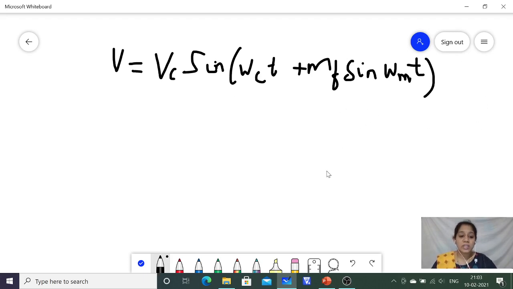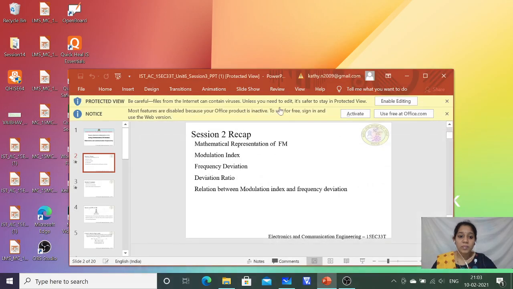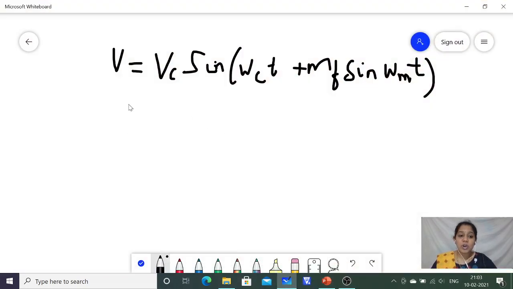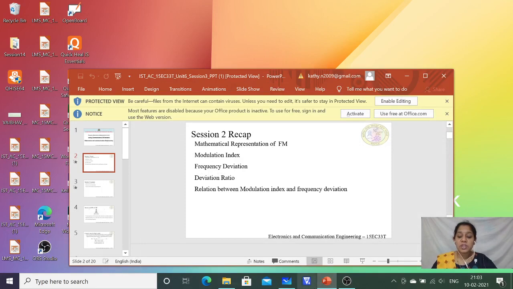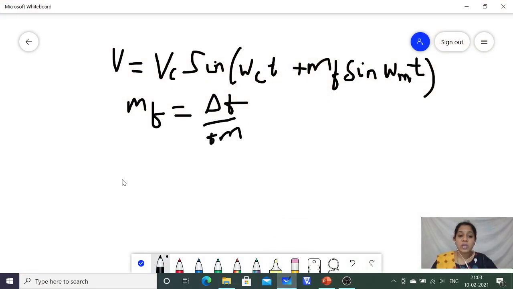And we had also discussed the modulation index. The modulation index in an FM signal, mf, is the ratio of frequency deviation to the modulating frequency. And we have also discussed the frequency deviation. The frequency deviation, delta f, is nothing but how the carrier frequency deviates from the center frequency. That is, the FM signal deviates from the center frequency. It may either increase or decrease.